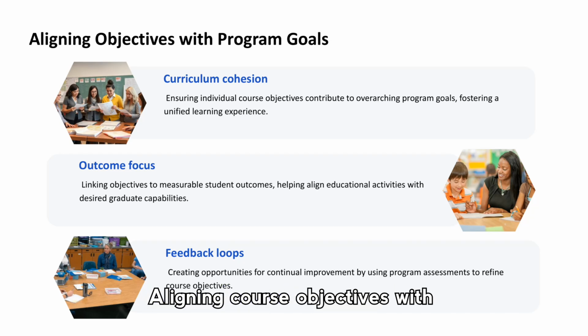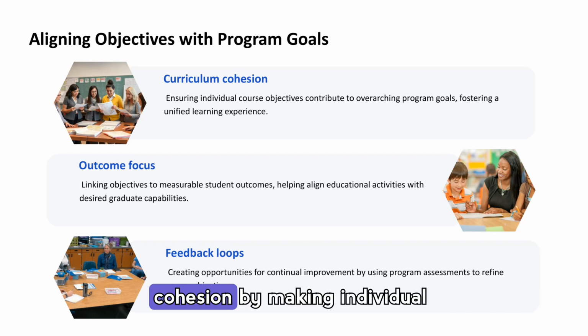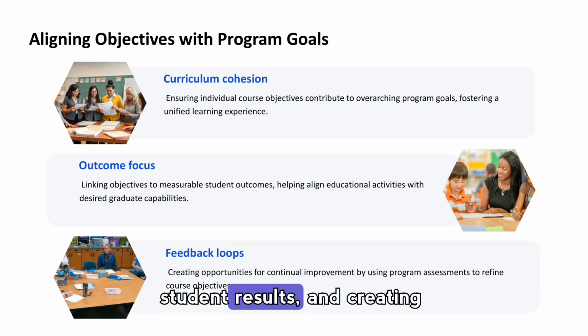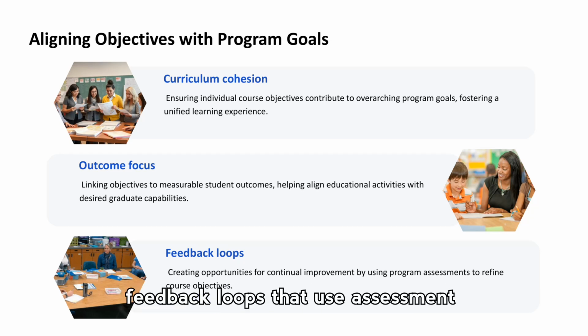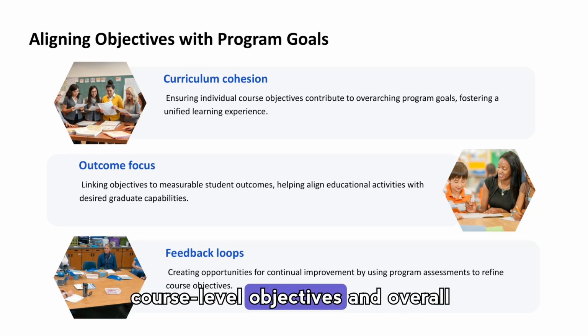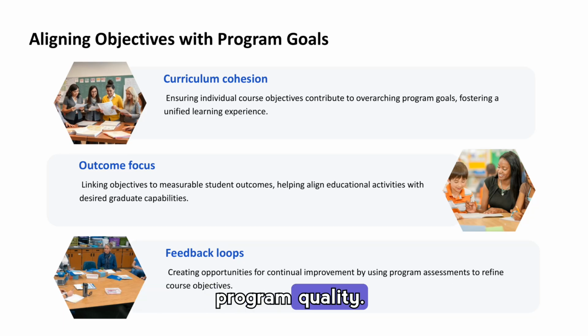Aligning course objectives with program goals builds curriculum cohesion by making individual course aims contribute to broader outcomes, focusing on measurable student results, and creating feedback loops that use assessment data to continuously refine course-level objectives and overall program quality.